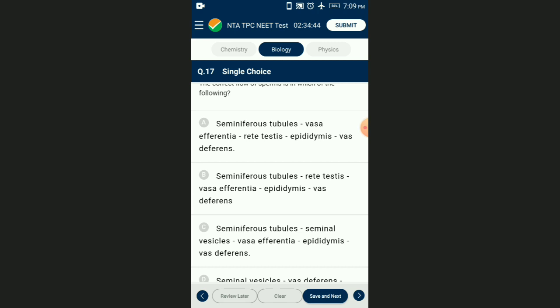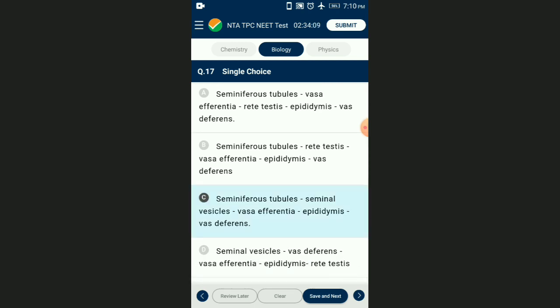These tubules are linked to vasa efferentia via the rete testis. The vasa efferentia opens into another duct called epididymis, which opens into vas deferens, which ascends to the abdomen and loops over the urinary bladder. It receives a duct from the seminal vesicles, which opens into the urethra as the ejaculatory duct. So the correct sequence is option B. Seminiferous tubule, rete testis, vasa efferentia, epididymis, vas deferens.